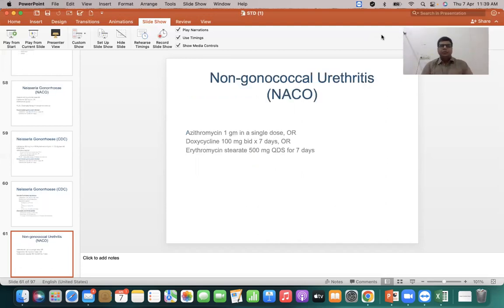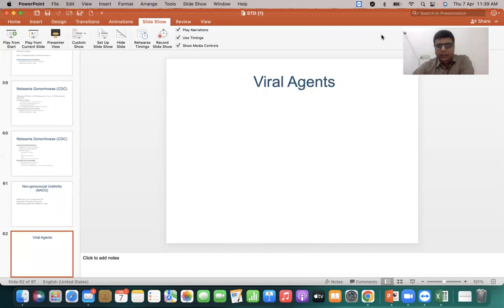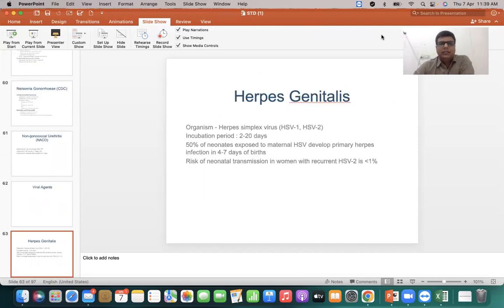The treatment of non-gonococcal urethritis is erythromycin 1 gram in a single dose or doxycycline 100 mg for 7 days. Now we'll go for viral STIs. First, we'll see herpes genitalis. It's caused by HSV1 and HSV2.